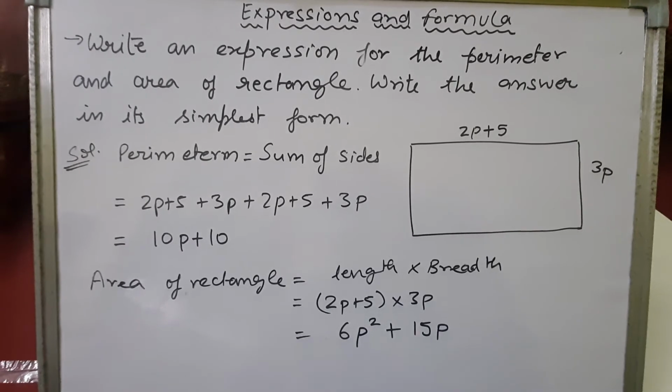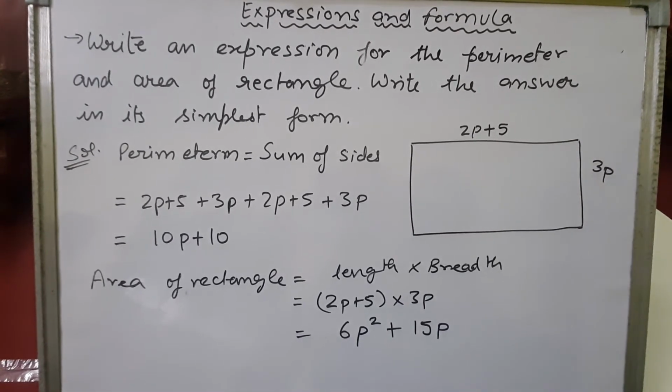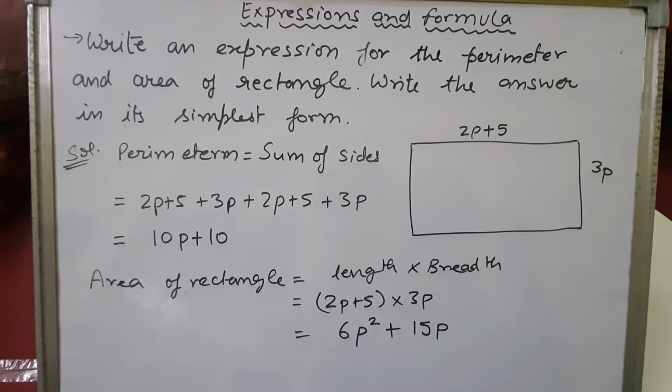Let's see another sum, children. In this sum it is given that write an expression for the perimeter and area of a rectangle and write the answer in its simplest form. That means we have to write the most simplified answer. In the diagram of the rectangle given to us, the length of the rectangle is 2p plus 5, and the breadth of the rectangle is 3p. So what is the perimeter of the rectangle?